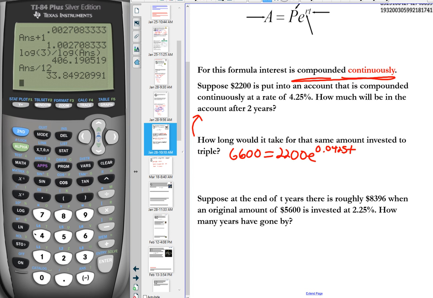Yeah, sure. And this is what I was trying to get at, once we kind of realize what's going on. The whole reason why we got the 6600 in the first place was tripled. So that triple is going to end up here on this side. 3 equals E to the power of 0.0425. How do we get rid of a base of E? Wouldn't that just be log base E? Yeah, it is log base E. There's a special name for that. There's a special name for log base E.